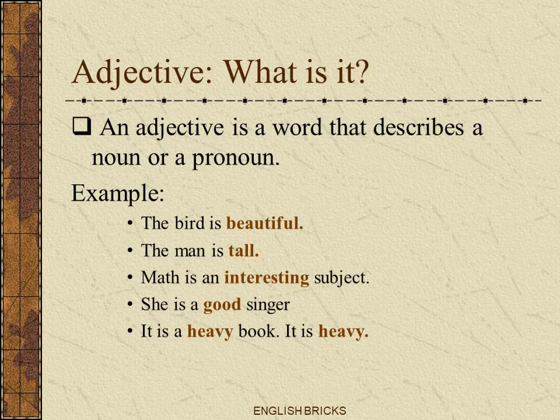It is a heavy book. It is heavy. So there you see all these words there. The word beautiful, tall, interesting, good, heavy. All of these are adjectives because they either describe a noun or a pronoun. They give more information about a noun or a pronoun. I hope this is clear here.